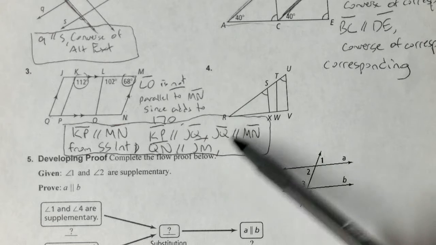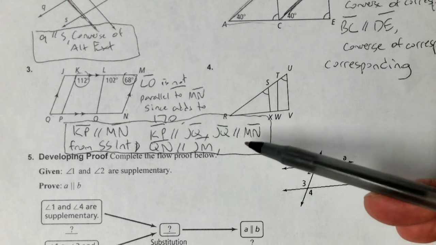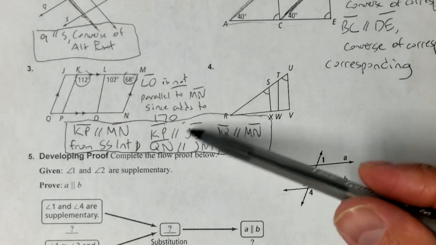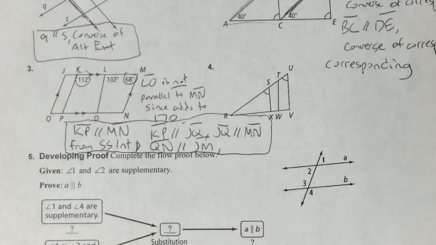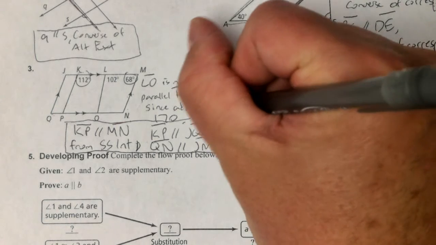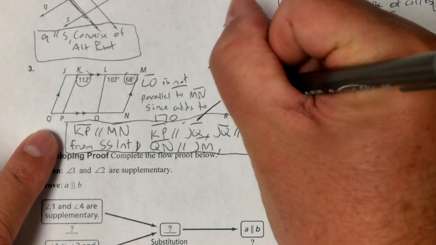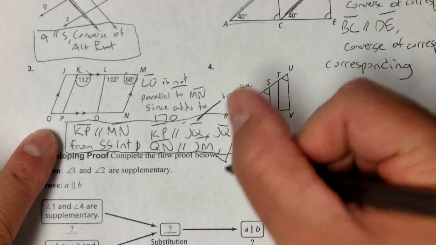And so these last couple were from given. I don't really have room to write all that. And then KP from transitive. Can I fit it in somewhere? I guess I'm going to try. So this one's from transitive, and these two are from given.